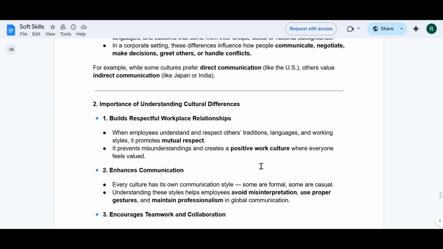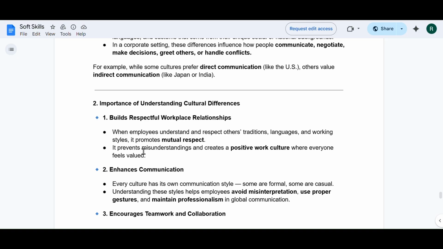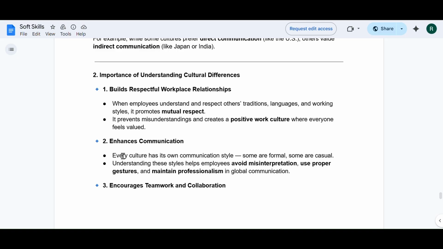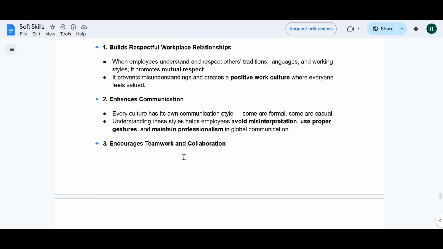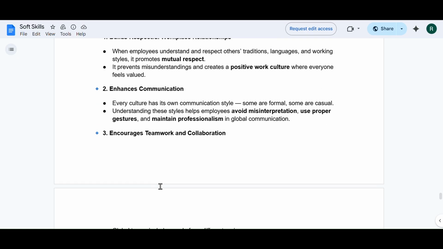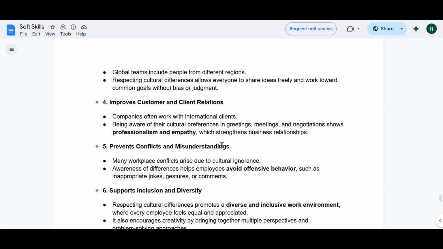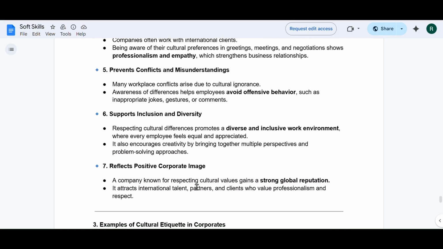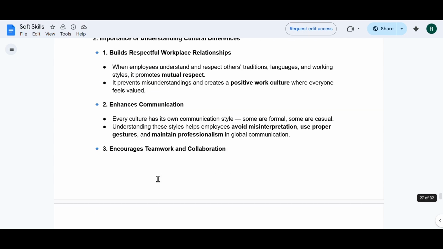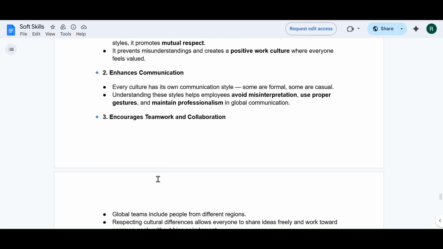Now let us know the importance of understanding cultural differences. Why do we need to understand them? First, to build respectful workplace relationships: to maintain a two-person or two-group relationship better, we need to understand cultural differences. Second, to enhance communication, and it encourages teamwork and collaboration. It improves customer and client relationships, prevents conflicts and misunderstandings, supports inclusion and diversity, and reflects a positive corporate image. All these are the importance of understanding cultural differences.